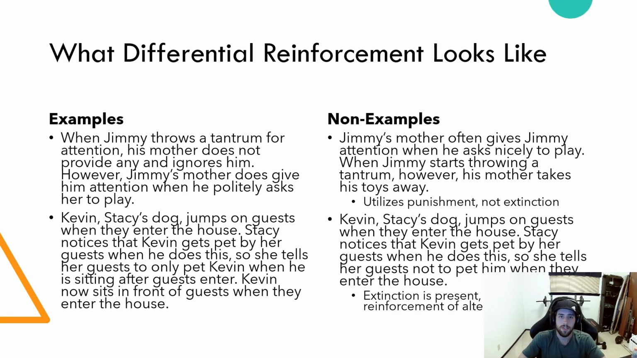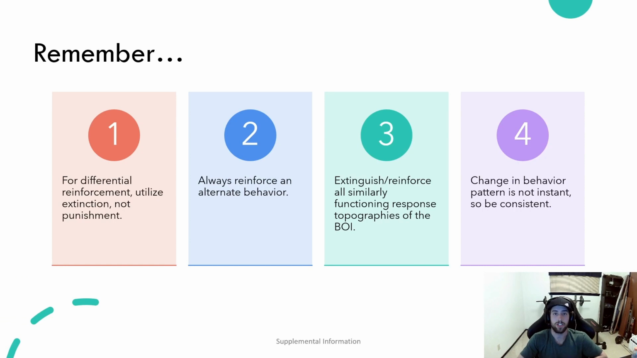So examples and non-examples of this, his name is Jimmy, by the way, I lied to you. When Jimmy throws a tantrum for attention, his mother does not provide the attention and ignores him. So she's removing the attention, the reinforcer, and extinguishing the tantrum throwing. And then she does give him attention whenever he politely asks to play, so reinforcing politely asking to play. Now, if instead of just simply not giving him attention, she takes away his toys, that's utilizing punishment, which is not differential reinforcement.